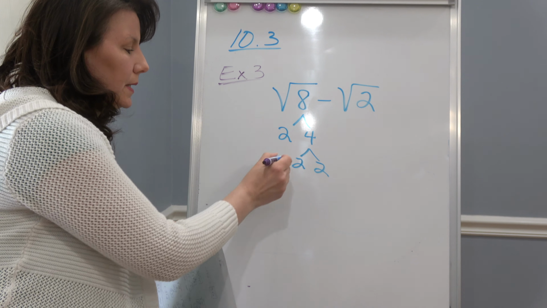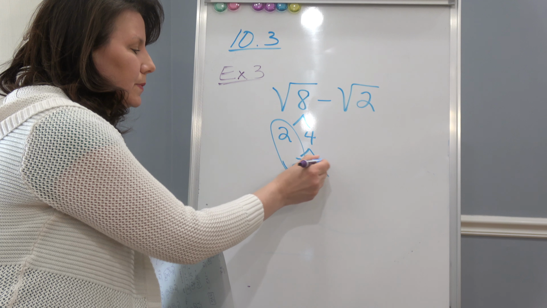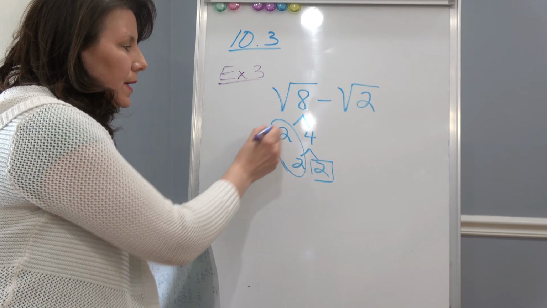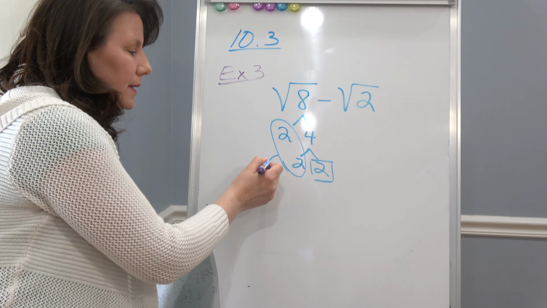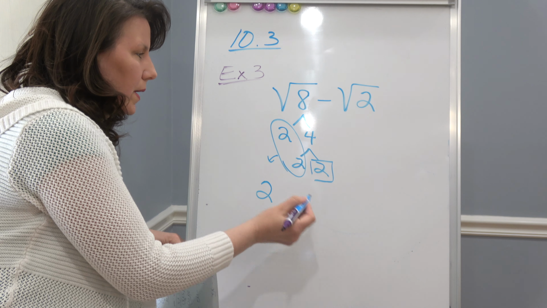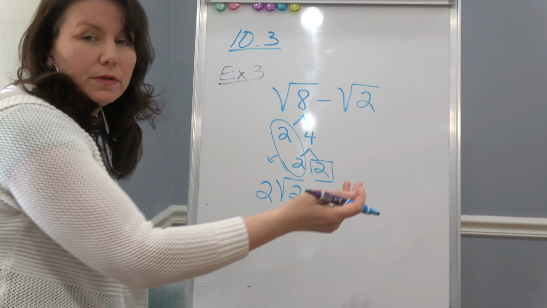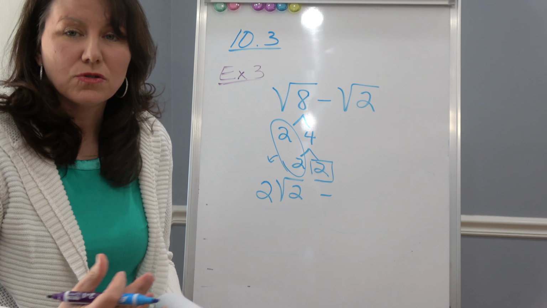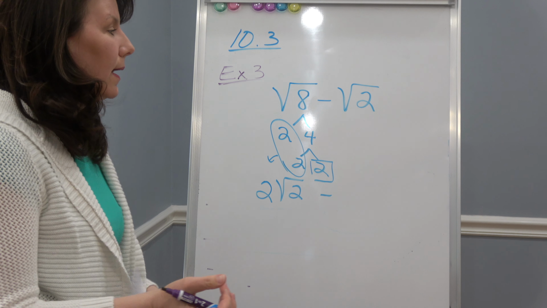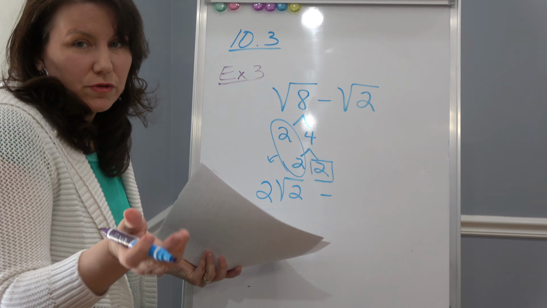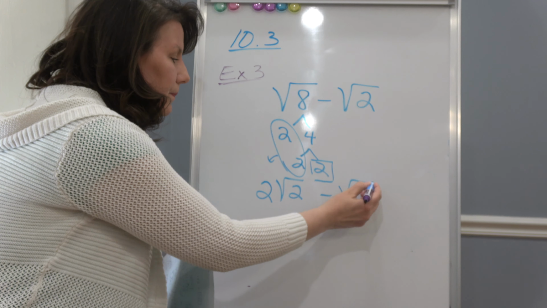Right, you make your tree, you circle the pairs, put a square around the leftover. Simplify the square root of 8: for every pair you take out 1, so 2 square roots of 2, minus the square root of 2. The square root of 2 is already simplified. It has no perfect squares in it. If I didn't know that, I'd try to make a tree, but we can't really do that for 2.